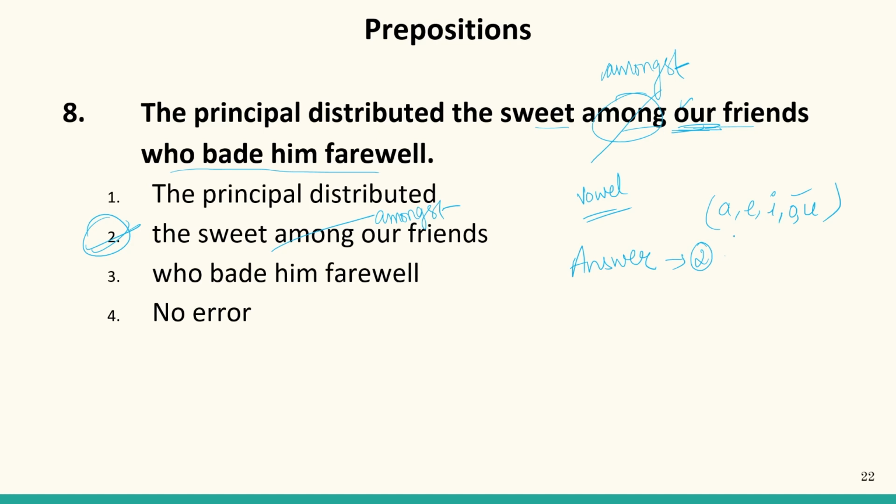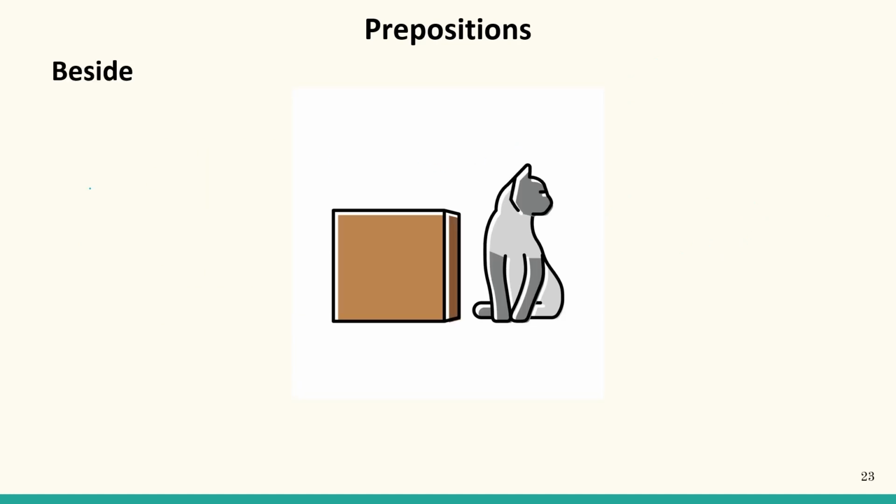Now the next preposition that we have is beside. Now you must have heard a word besides. Here we have a preposition beside. Now what is beside? Next to. When something is next to or nearby something. Near. For example, this cat is sitting next to this box, or this cat is sitting beside this box. So this is the use of the preposition beside.